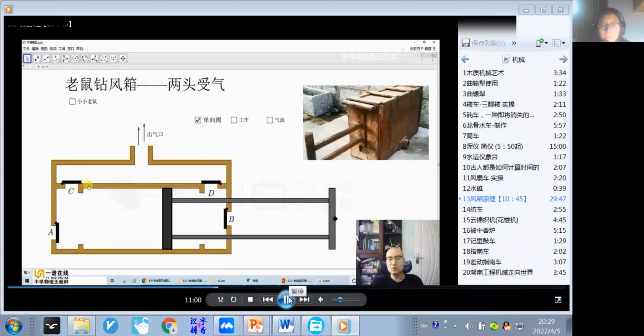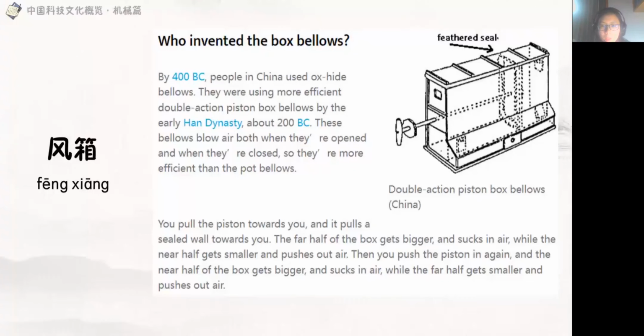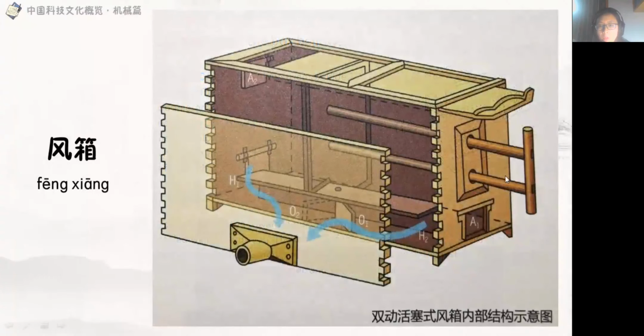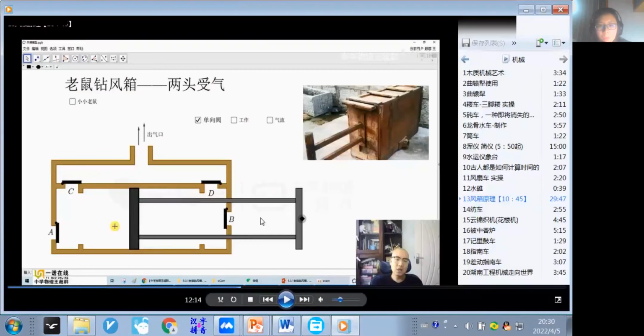These only allow air to pass in one direction. Yeah, when you pull in, just like this picture, you can see this picture. When we pull in, what will happen?